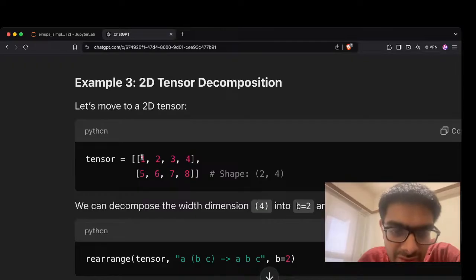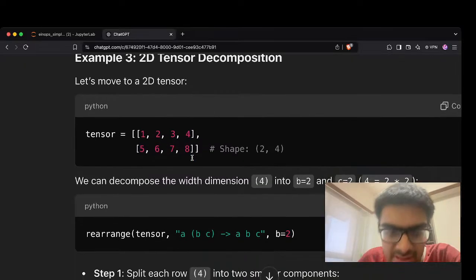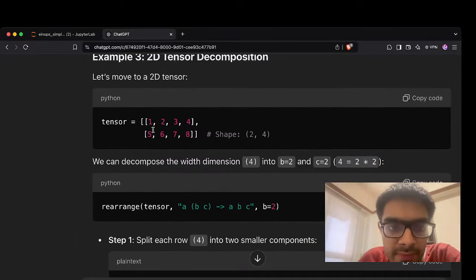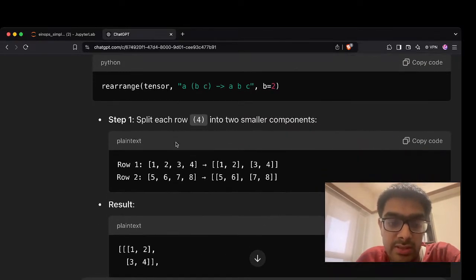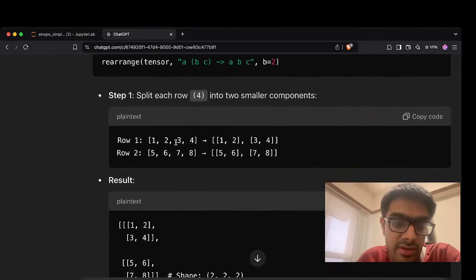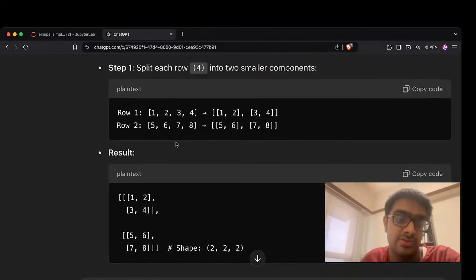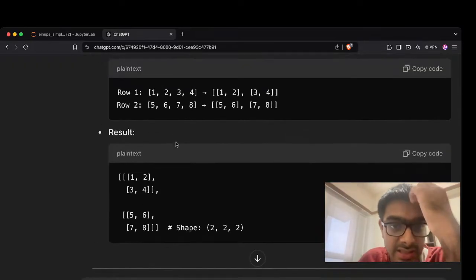Split each row into 2 smaller components. Correct. Split each row. This row is 4. So 4 will be split into 1, 2, 3, 4, right? 5, 6, and 7, 8 with 2 smaller components. Correct. Result: 1, 2, 3, 4, 5, 6, 7, 8, 2, 2, 2. I see.